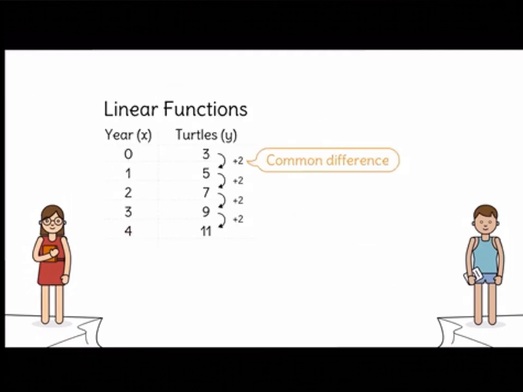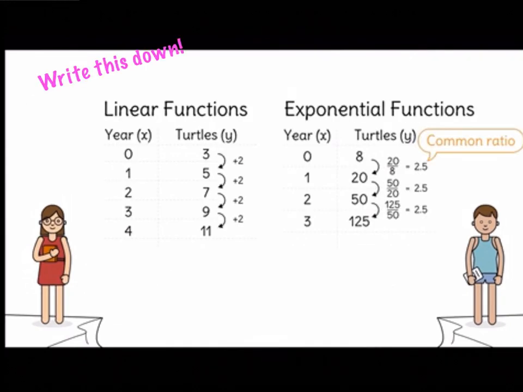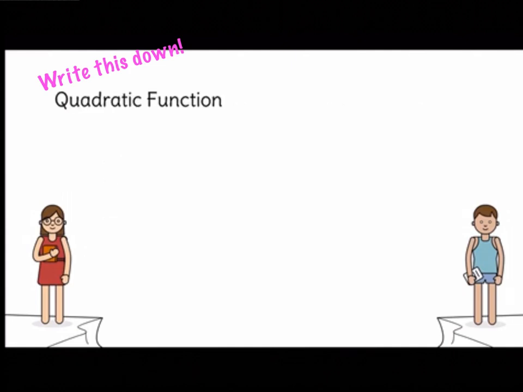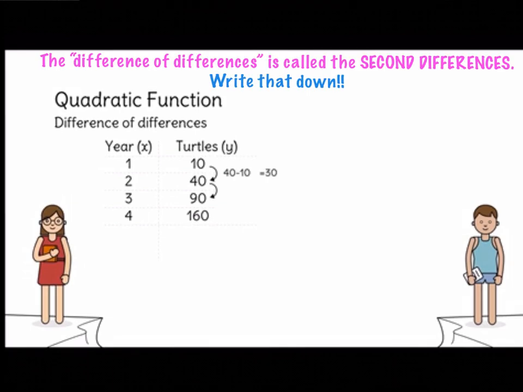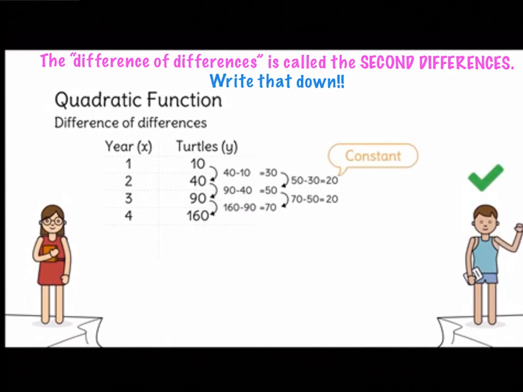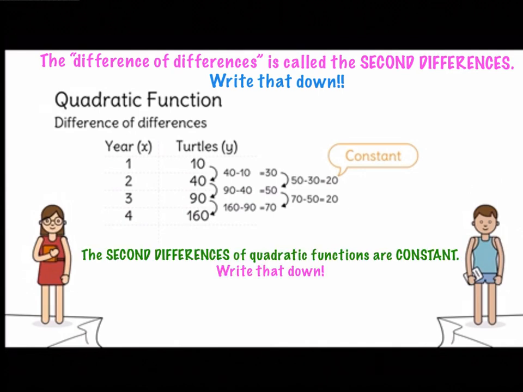We have common difference to detect linear functions and common ratios to detect exponentials, but what about quadratics? One trick is to use the difference of differences. Find the difference from one value to the next, and then find the difference between those differences. If the differences of the differences are constant, then we've got a quadratic. Sam confirmed it. Remember, if the differences of the differences are a constant, you've got a quadratic model.